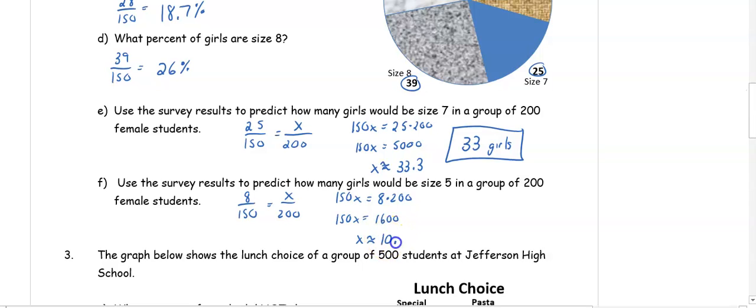When we divide, we get about 10.67. Remember, we can't round up again with people, so we're just going to round down to 10 girls. Remember, rounding rules for people, we always round down.